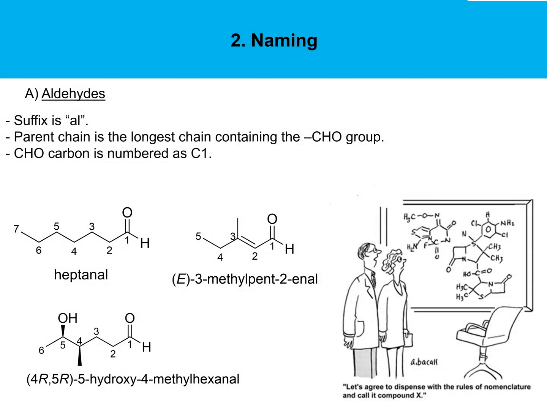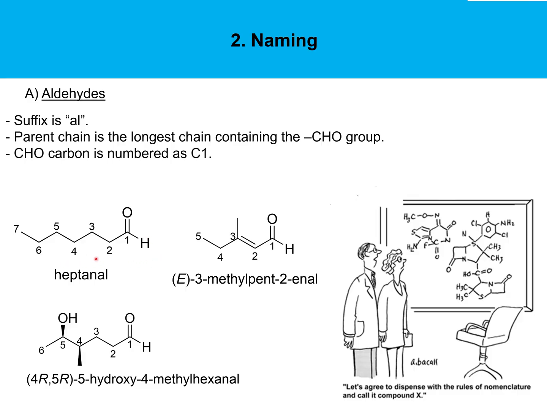Aldehydes will be named with the suffix "al". The parent chain must contain the carbonyl functional group, and generally, unless there's a higher priority functional group in naming, the carbonyl will typically be carbon 1. Here are a few examples to illustrate these rules.